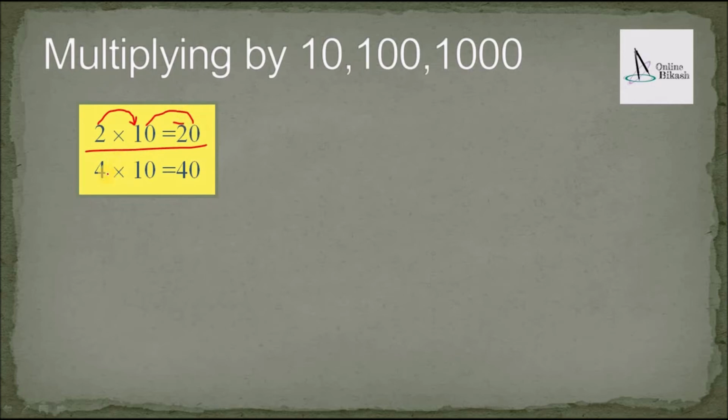Similarly, 4 times 10 is 40. No need to worry, just multiply this 4 and 1. What will you get? 4, and after that 4 you place this 0 like this. Okay, it will be very clear with another example.